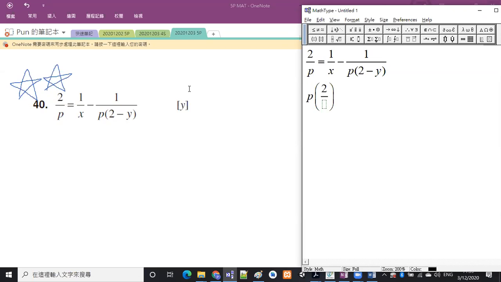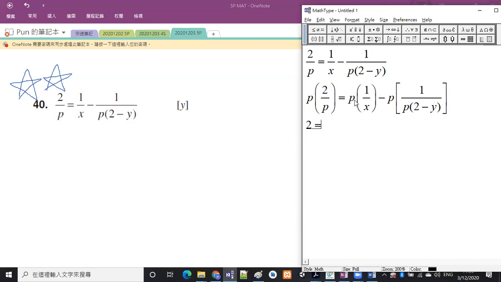The first one I would like to cancel is p. Okay, just multiply the p to every term in the equation. Like this. Follow? Okay. For the first term, if the common factor can be cancelled, then you just cancel the common factor, leaving 2 here.